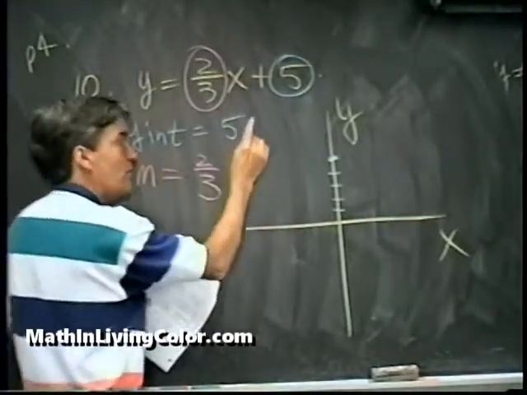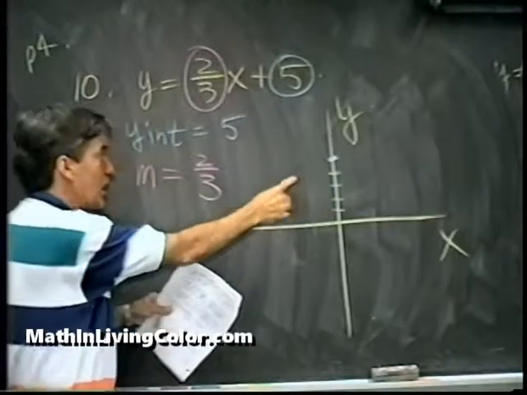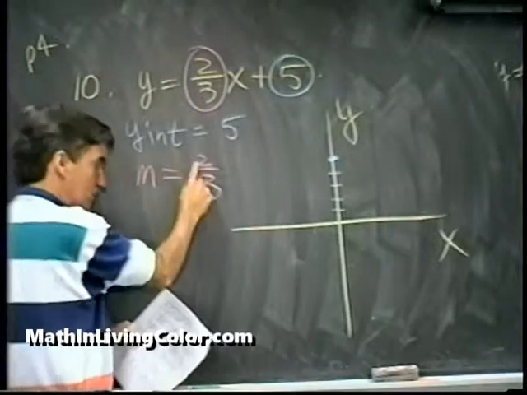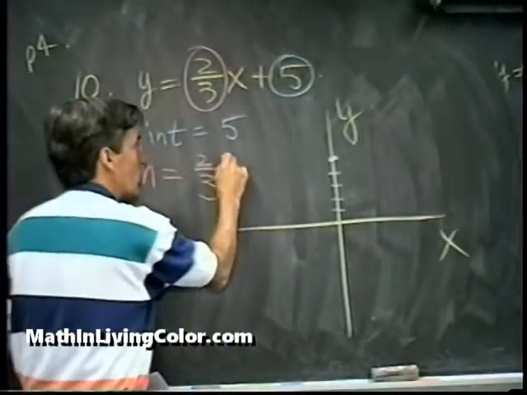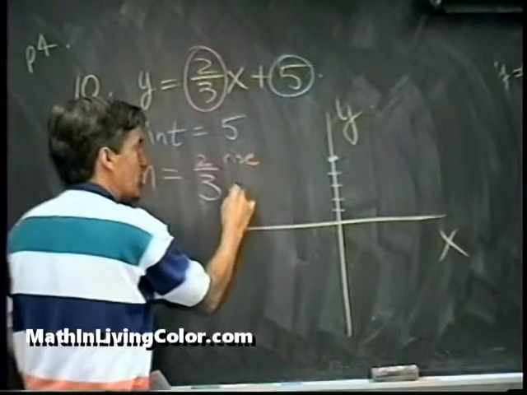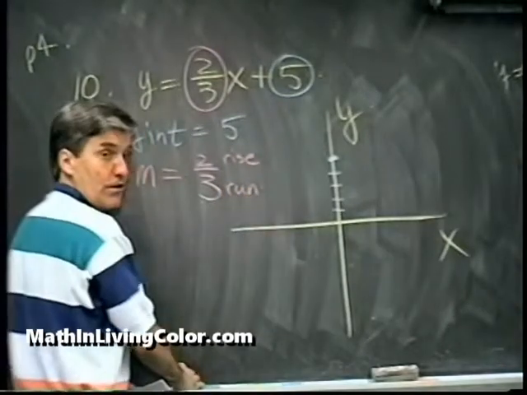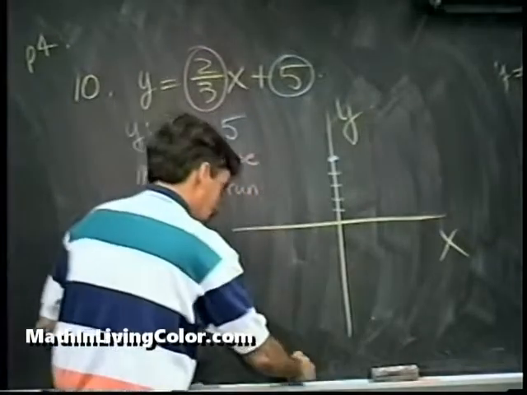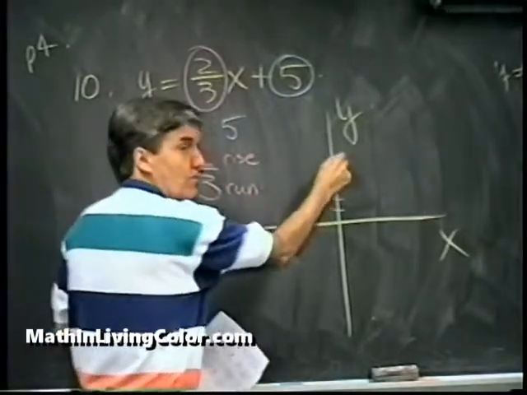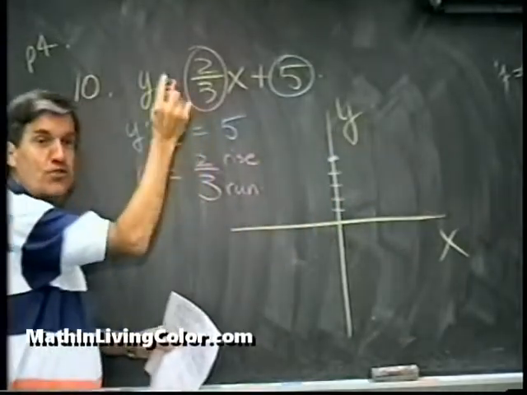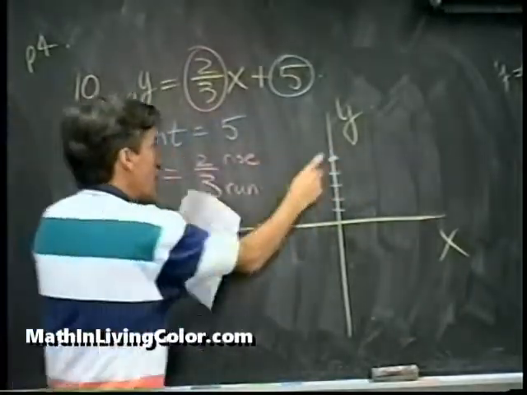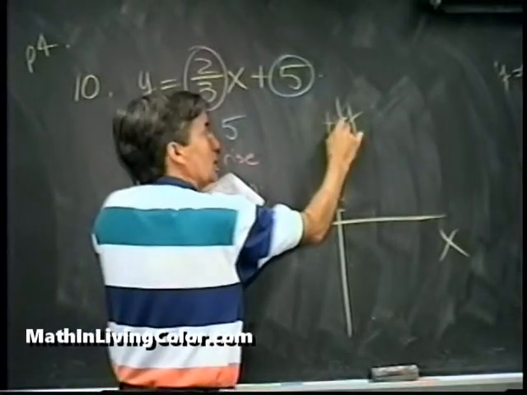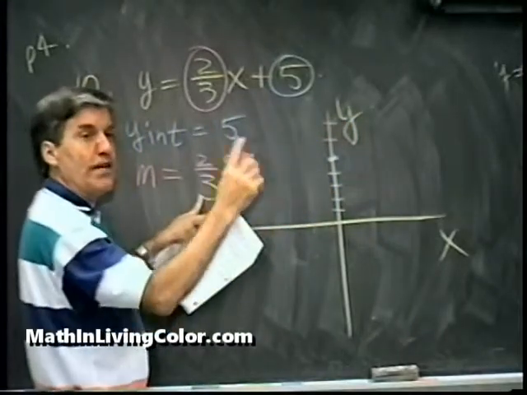Now, from this point, I want to draw a slope of 2/3. What does a slope of 2/3 represent? 2 represents rise, and 3 represents run. So from the y-intercept, use the y-intercept as your starting point. I want to rise 2. Now how do I rise 2? Up 2. And then I want to run 3.